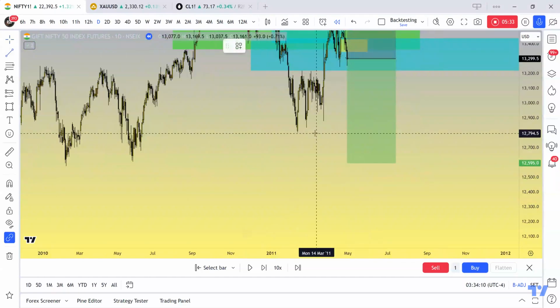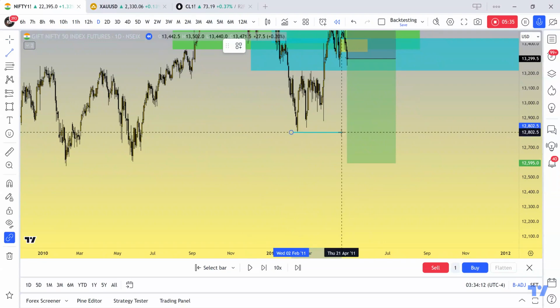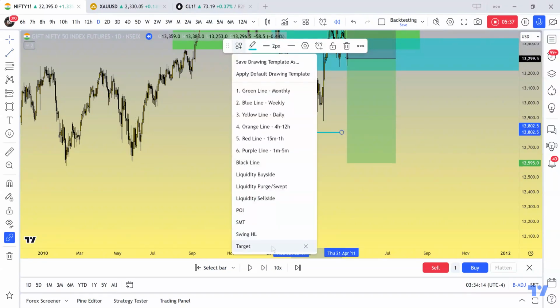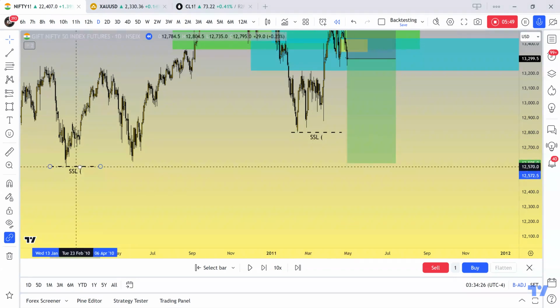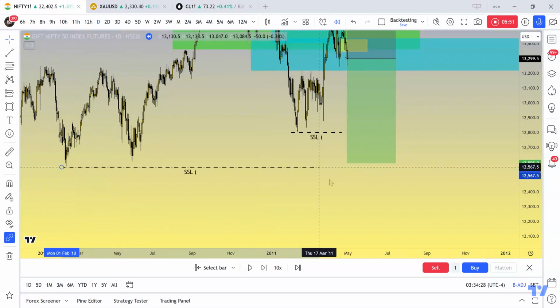But what am I looking at? I'm looking at this whole area. This is liquidity to me. It's relative equal lows, trendline liquidity. It's more of just a whole swing point that lasted quite a while. So sell side here as well, relative equal lows.